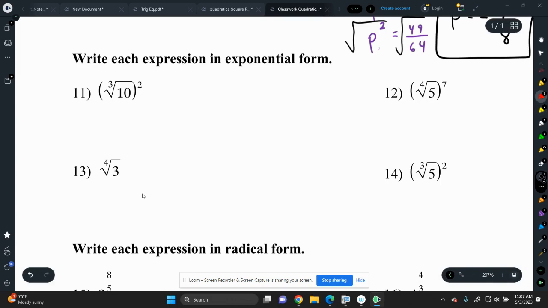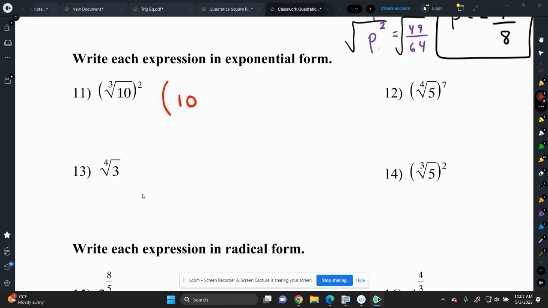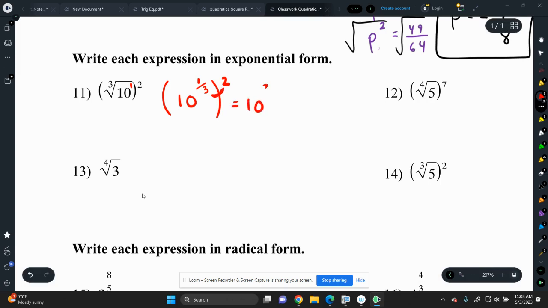Okay, so let's look at number 11. So in order to turn this into an exponent, right, we're going to do what's inside the parentheses first. So that's going to be 10 to some power. Now, it's going to be a fraction. The number outside goes on the bottom, and the number inside goes on the top. What number is inside? 1. This has an exponent of 1. So that's 10 to the 1/3 squared. Now what do we do with those exponents? Multiply them. So this is 10 to the 2/3. Okay.